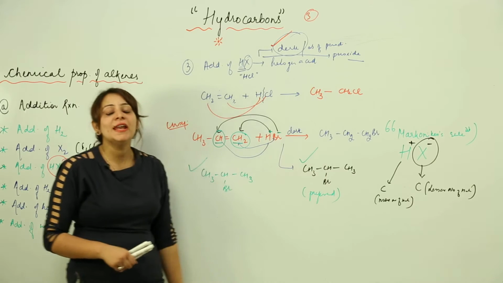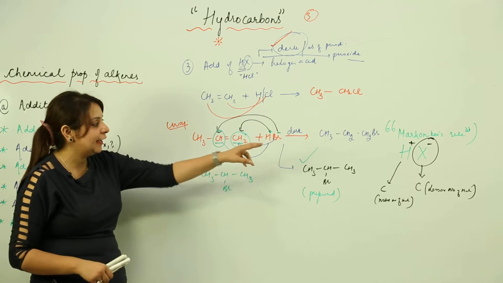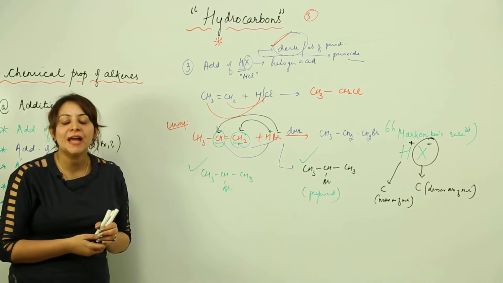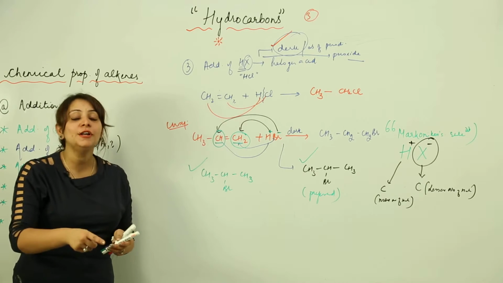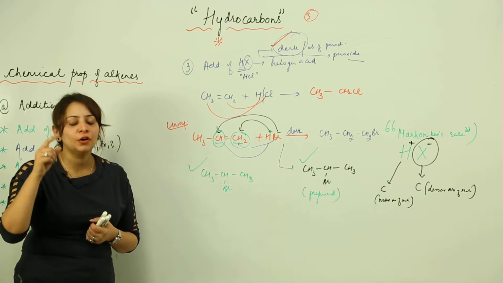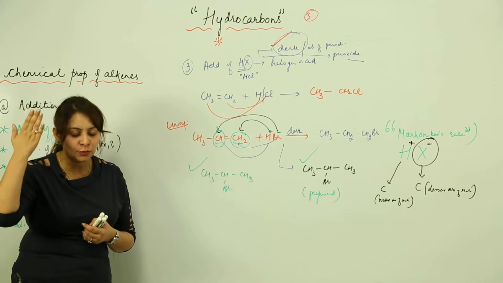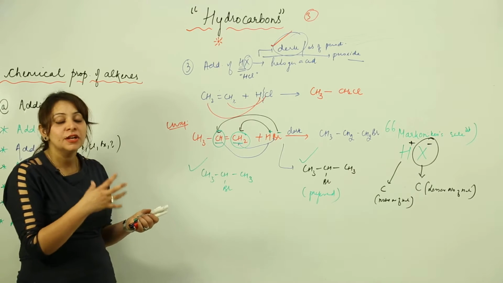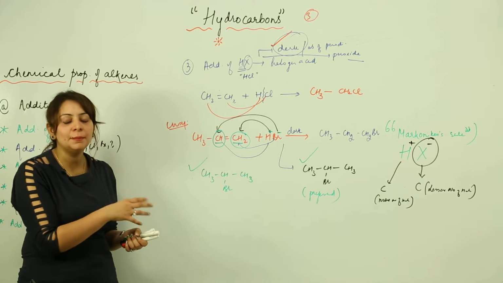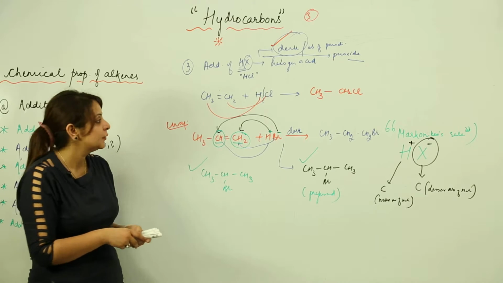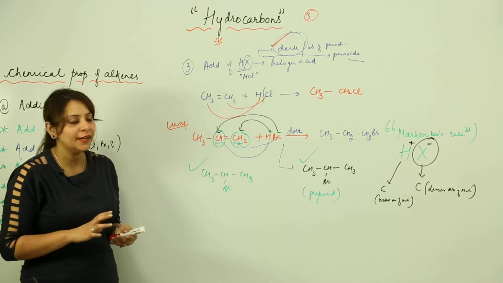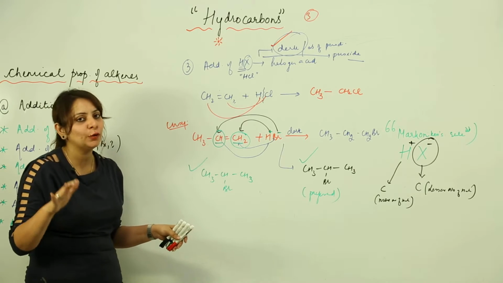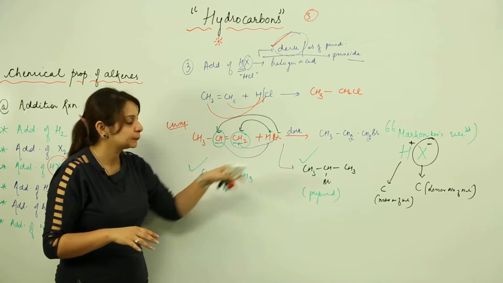That means whenever you are adding anything to an unsymmetrical alkene, the negative part is going to attach to the carbon atom of the double bond which carries a lesser number of hydrogen atoms, and the hydrogen to the carbon which carries the maximum number of hydrogen atoms. So this is the addition of HX or HBr. This rule is obeyed most of the time when you get a question involving HBr.